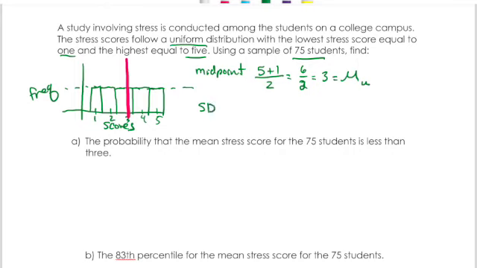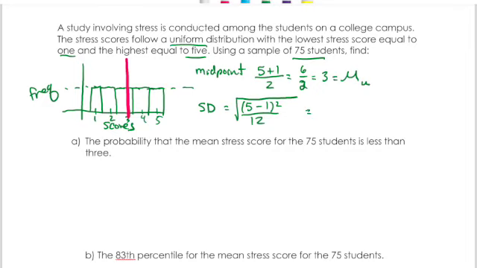And then the standard deviation for our uniform distribution, I don't know if I ever actually gave you this formula, but you can look it up real quick. Just Google it or look it up in your book. The formula for a uniform distribution for the standard deviation is you take the maximum value, which is 5, then you subtract the lowest value, which is 1, you square it, you divide by 12, and then you square root it.